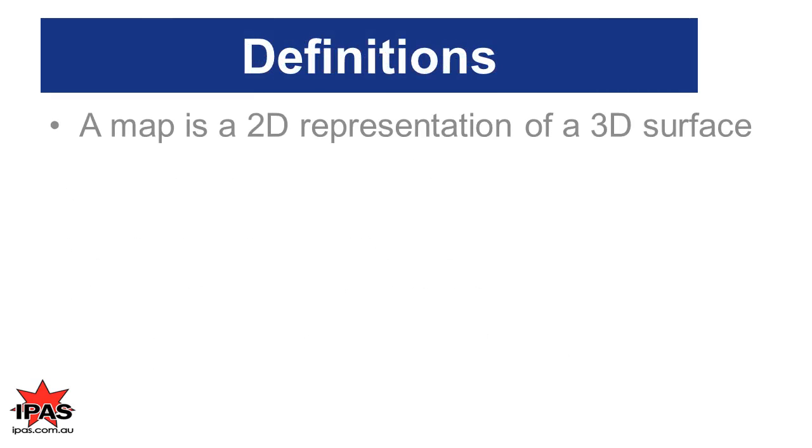Some definitions. First of all, what is a map? A map is a 2D representation of a 3D surface. When you think about it, a map is a piece of paper. It has width and it has length, but it doesn't have depth or height. The Earth's surface is a curved surface, so there's the first problem, trying to represent a curved surface onto a flat surface, and it has that third dimension of height or depth.